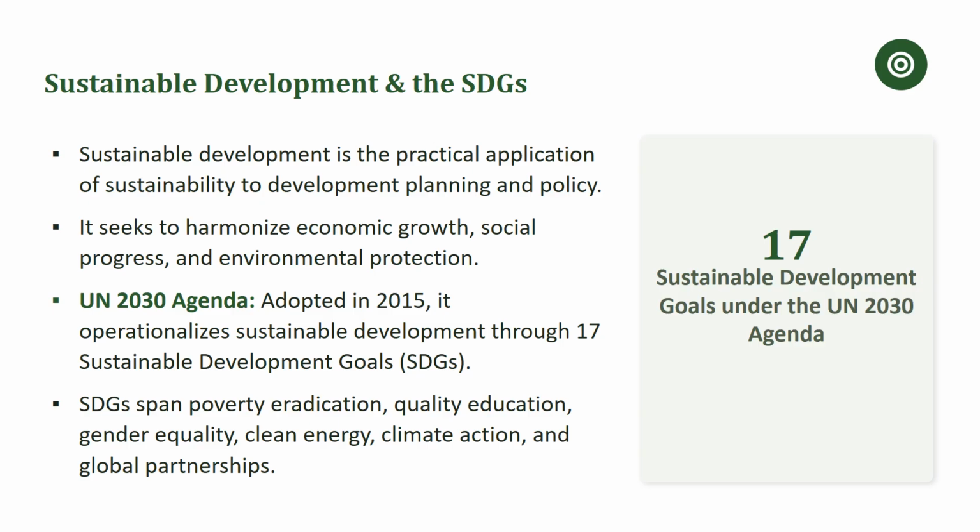Sustainable development is a practical application of sustainability where we develop the planning and policies. It also seeks to harmonize the economic, social, and environmental. In economic, it is with the economic growth, the social progress, and environmental protections. So, the United Nations 2030 agenda, as adopted in 2015, operationalizes sustainable development through 17 sustainable development goals.